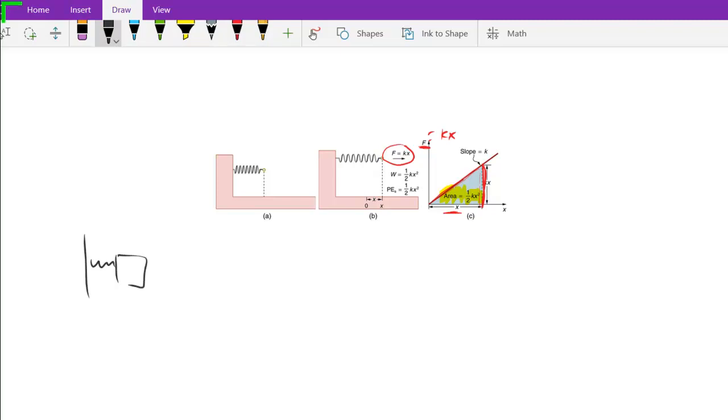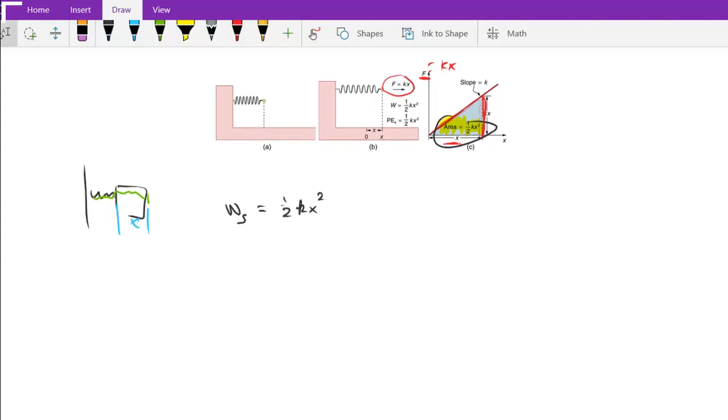So let's say the uncompressed distance was out to here. So our compression was x, this much right here. Then how much work it could do, the work done by the spring, would be equal to this area down here. This is 1/2 kx squared, where k is our spring constant. And since that's how much work could be done by the spring, that's how much energy is stored in the spring. So we say this is our elastic potential energy.